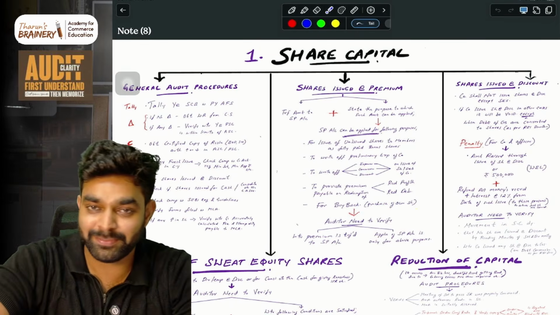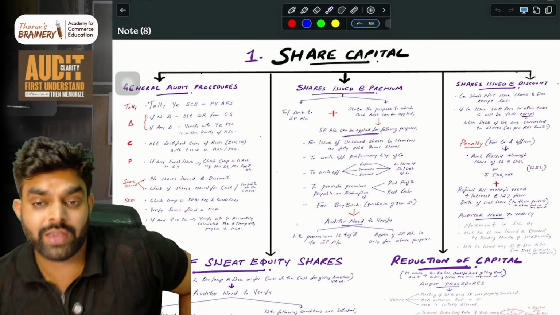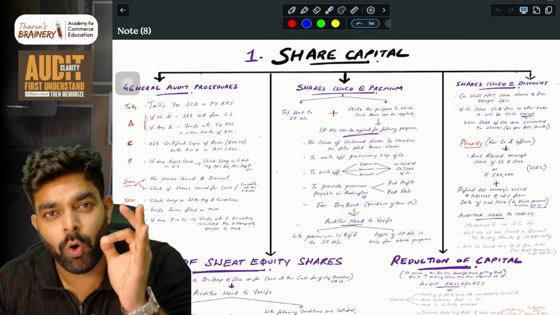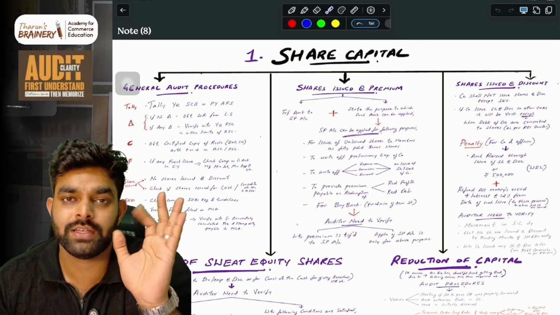So, as you have seen from the thumbnail, this is the super quick revision of audit of items of financial statements, where we are touching upon all the complicated points in this chapter.